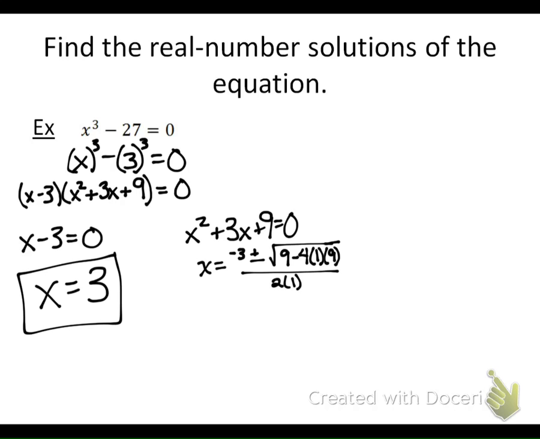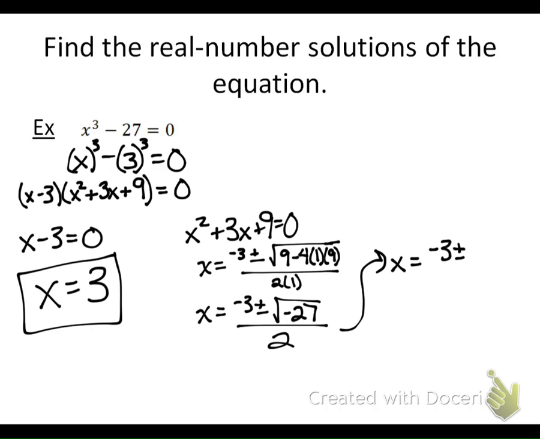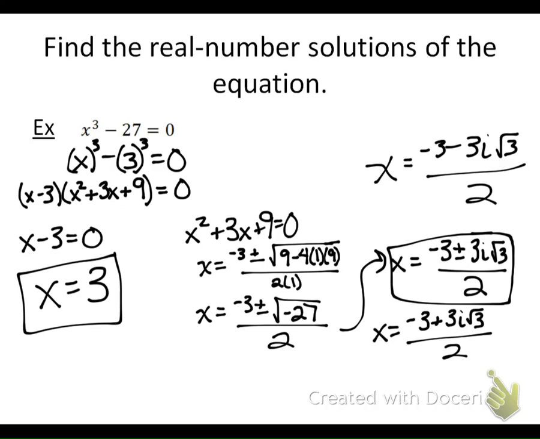B is 3. So if I simplified that one more time, just trust me on this, it's going to be 3i root 3 over 2. Because we only want the real ones, this is it.